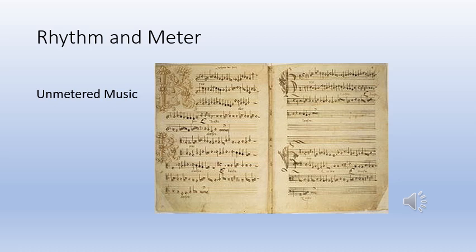So first, let's take rhythm and meter. I think we all get a sense of what rhythm is. It's a pulse, a strong beat and a weak beat. And a meter is a grouping of pulses together. So I'll give you an example of unmetered music. There are many examples, and I just chose one from the Western Renaissance tradition. I'll play this little clip for you.